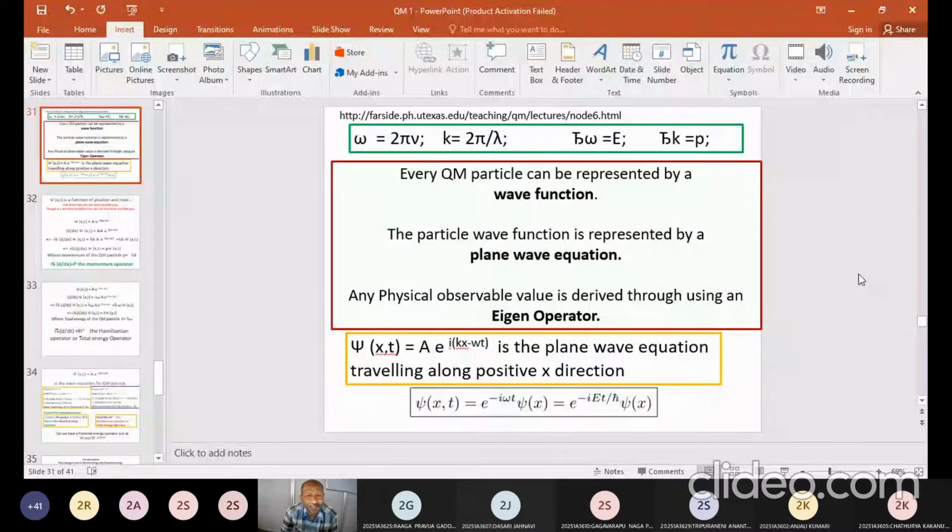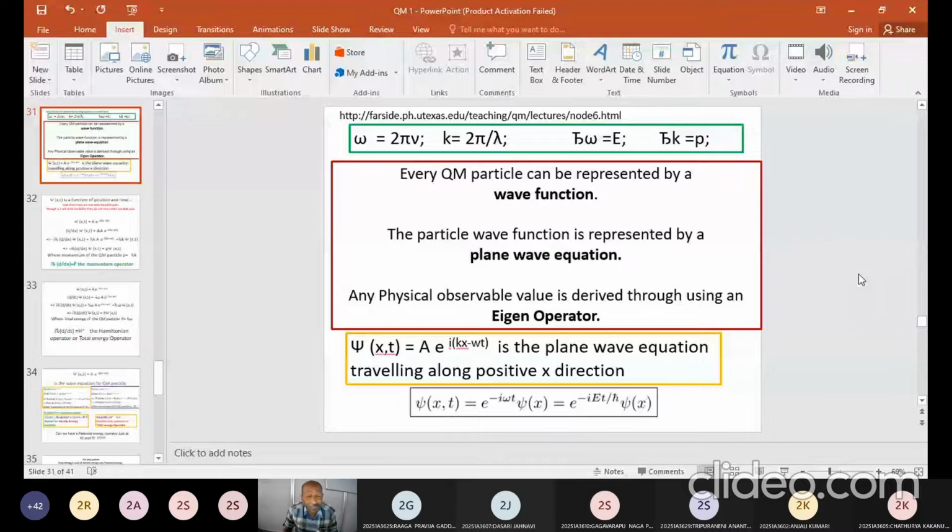Now, in quantum mechanics, every quantum mechanical particle is represented by a wave function, and that wave function will be a plane wave equation. From that plane wave equation, if you want to determine the position, momentum, velocity, kinetic energy, angular velocity, whatever physical observables, then for every physical observable there should be a corresponding eigen operator. When you apply this eigen operator on the wave function, that gives you an eigenvalue which is equivalent to the physical observable's value. That's the point that we should remember here.